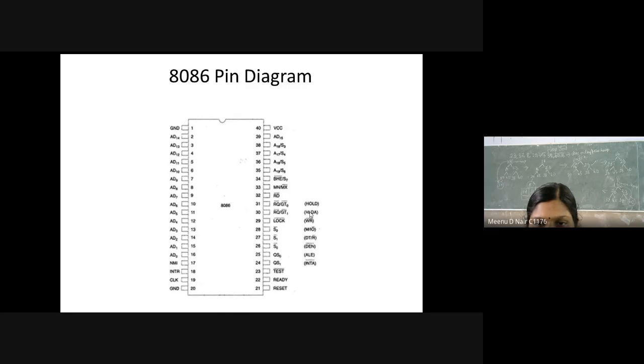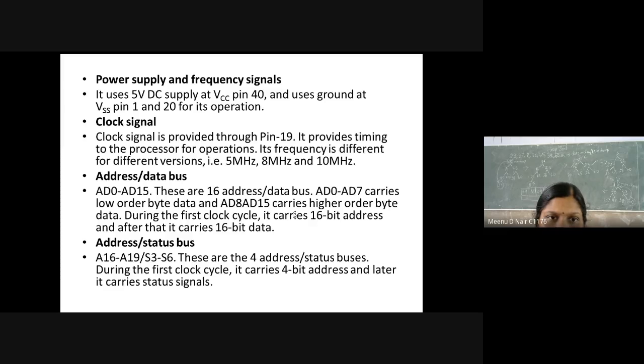Then HOLD and hold acknowledgement, these things we will see. Hold and hold acknowledgement are for communicating with the external devices. WR bar is the write signal. M bar IO is memory or input output. Then DT bar R, that also we will see. DEN is data enable, ALE is address latch enable, INTA is interrupt acknowledgement. Then MN bar MX bar is minimum or maximum mode. Then RD is the read signal, BHE is bus high enable. So we will see each and everything in detail.